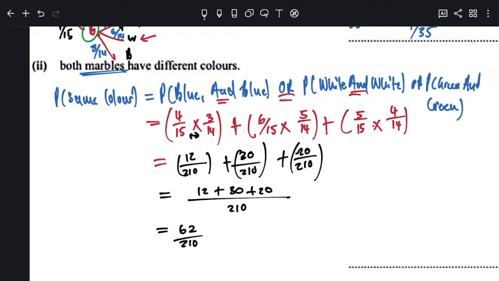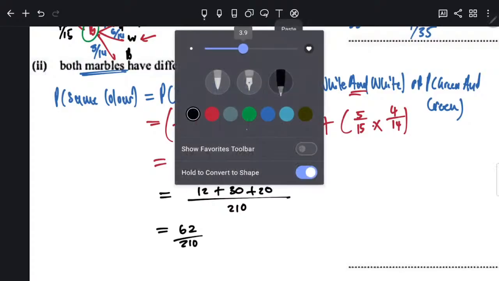Okay? Try to see if you can reduce. What would you get? Yes, Simon. Yes. Yes. Yes.